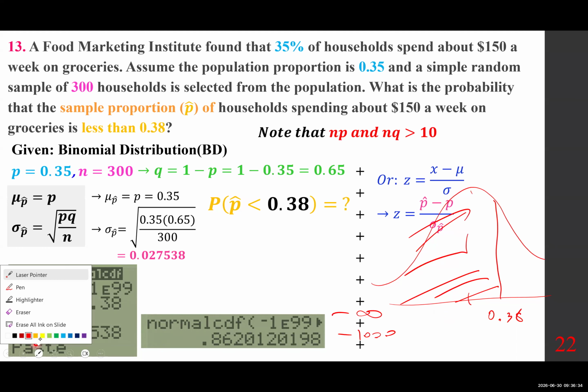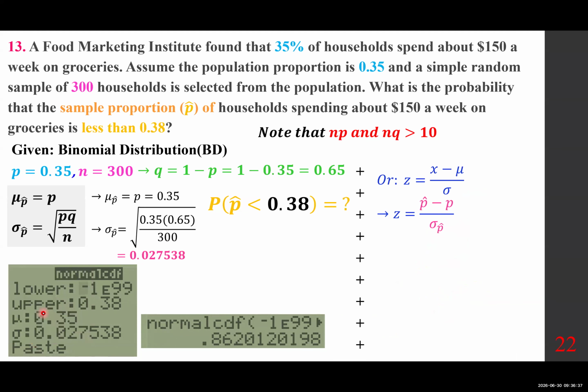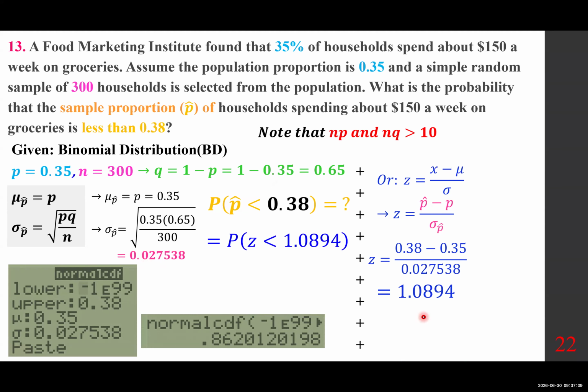Now, let me erase my work. So it gives you this answer. If we want to go with the z-score, this was just using the information given. If you want to go with the z-score, it is x minus mu over sigma, or p hat minus p over sigma of p hat. So p hat is 0.38, p is 0.35, sigma of p hat is 0.027538. You get this one, and that is the z-score. So probability of p hat less than 0.38 is the probability of z less than 1.0894.